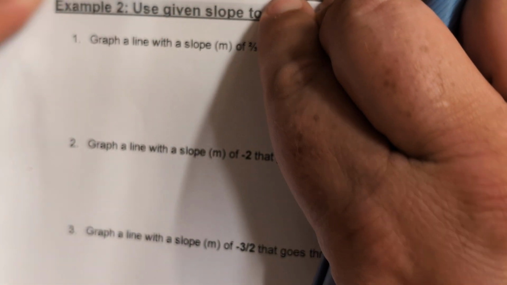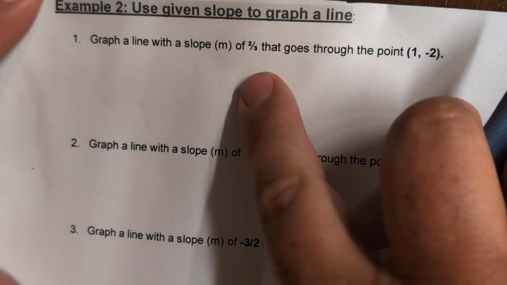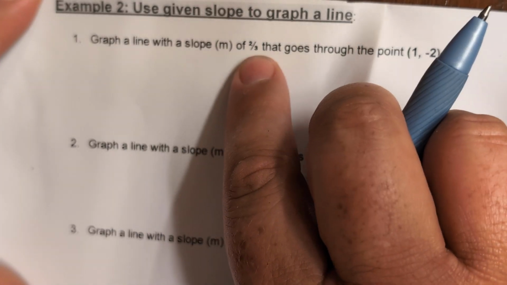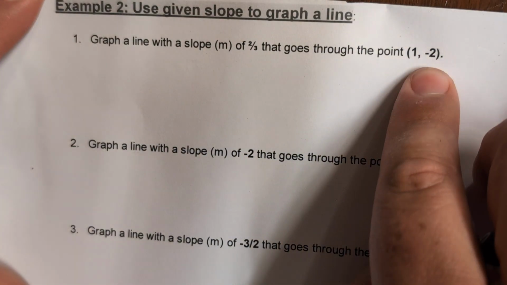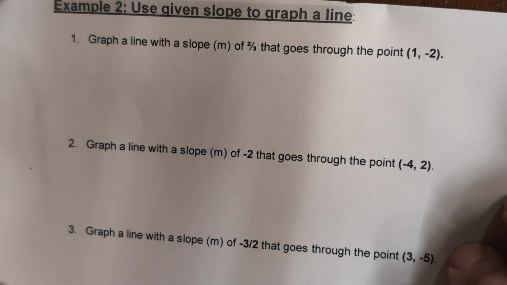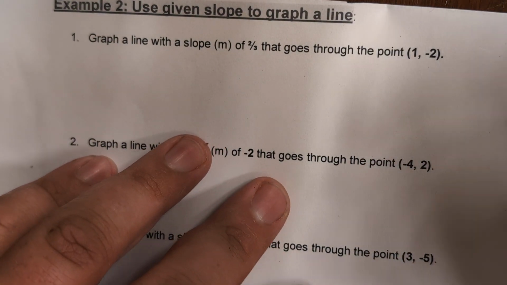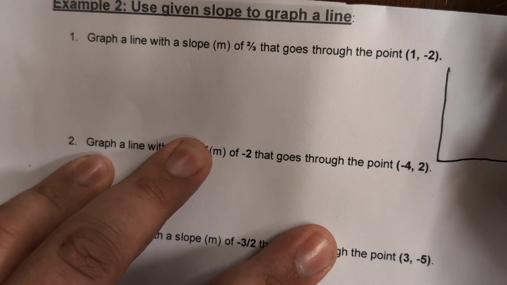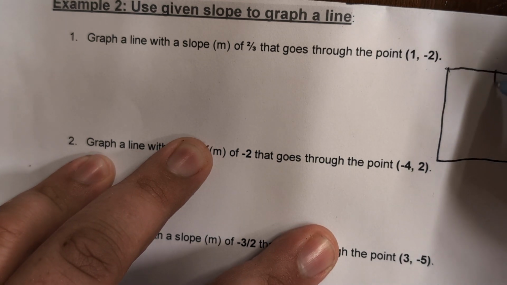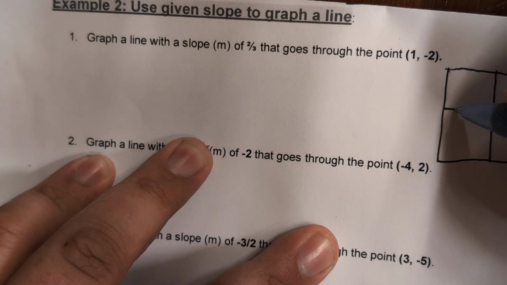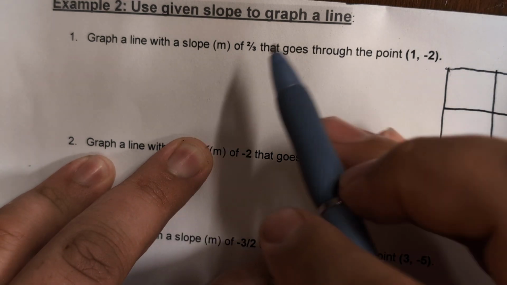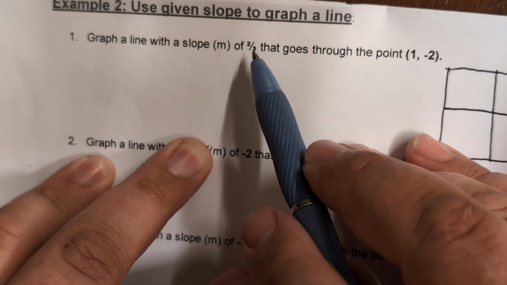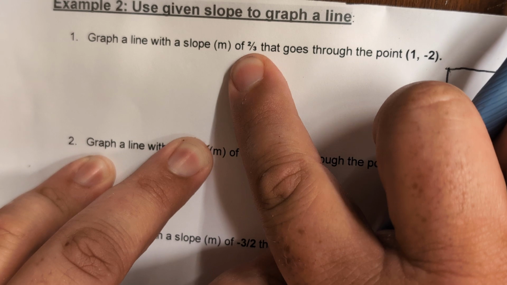Graph a line with the slope of 2/3 that goes through this point. All right, I did not give y'all coordinates. I didn't give you guys coordinates like I meant to. So this is what we're gonna do. I'm gonna do my best. All right, it has a slope of 2/3. I don't know where to run with that slope.